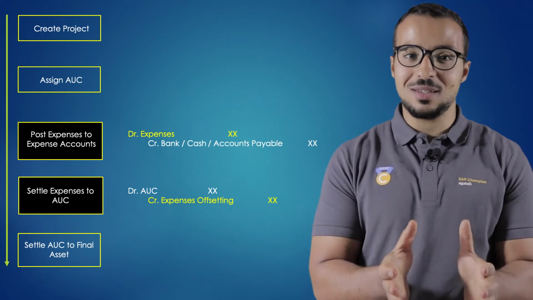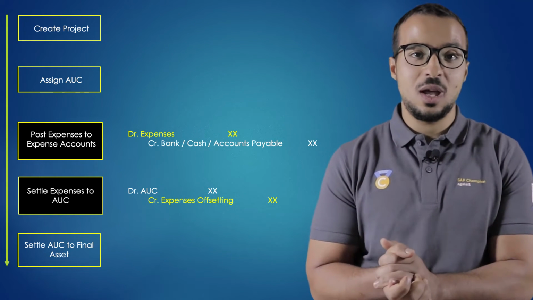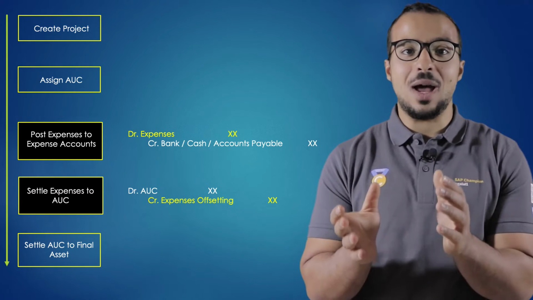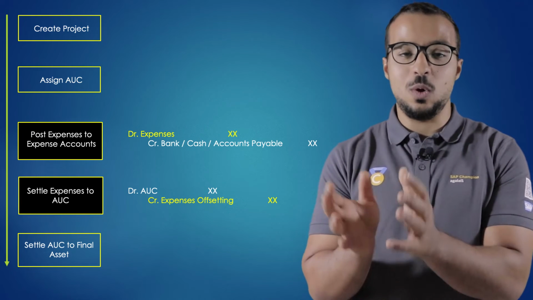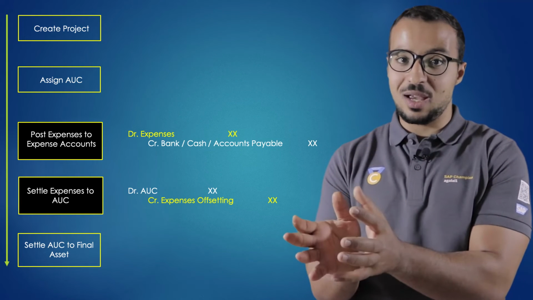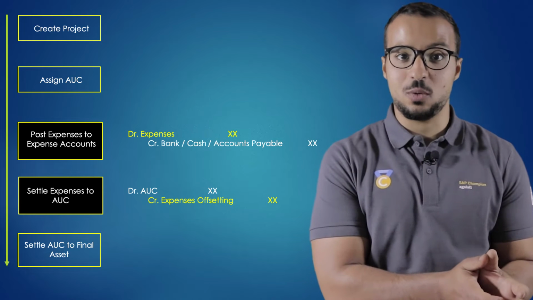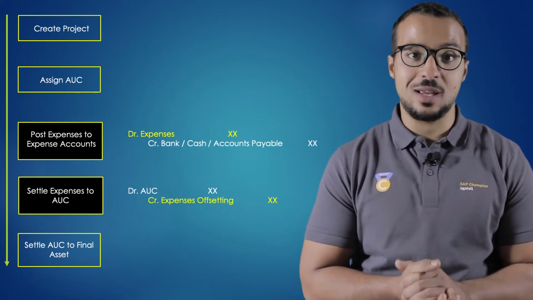But this means the amount we spent is now in our expense accounts in profit and loss. And we cannot keep them there because these are capital expenses. So at the end of every financial period, before financial reporting, we will take the amount we posted to the expense accounts and we move them to the asset under construction account in our balance sheet. And here we are aligned with the financial standards.